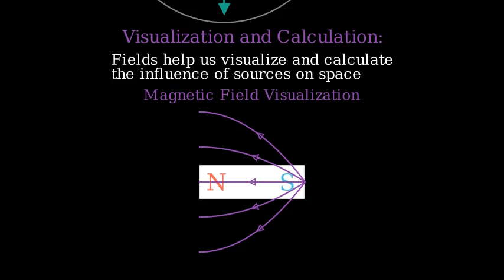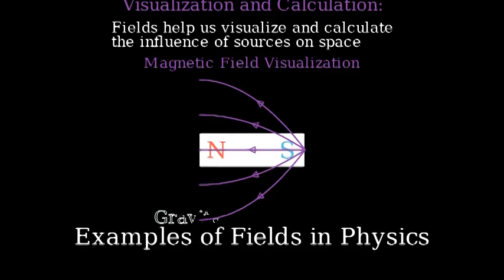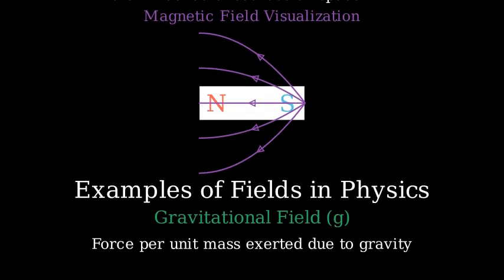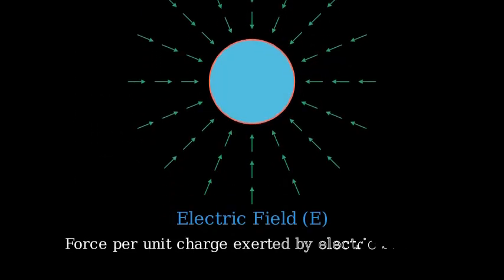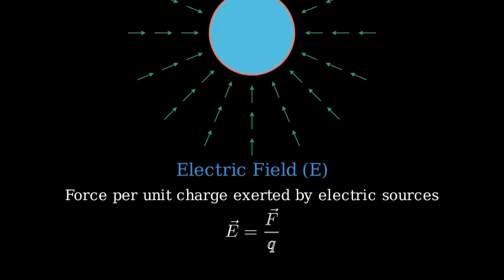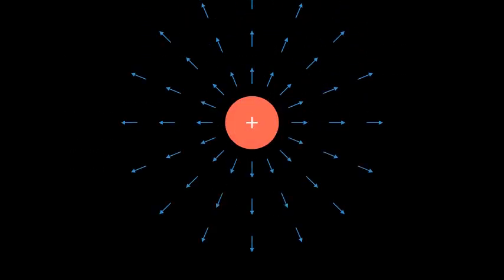Let's look at some specific examples of fields in physics. First, the gravitational field. It's represented by the vector g and describes the force per unit mass exerted on any object due to gravity. At a point in space, g equals F sub g divided by mass m. Another important example is the electric field. It's represented by the vector E and describes the force per unit charge exerted by electric sources. At a point in space, E equals F divided by charge q.